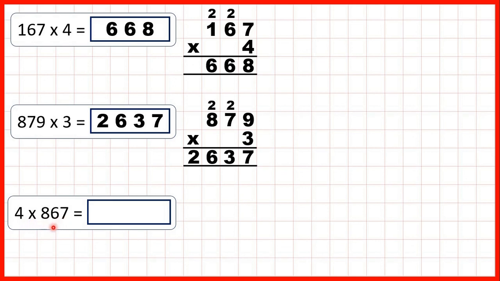867. Now here, though the single digit number is written first, we can set the question out in the same way. Because remember, with multiplication, order doesn't matter. And when we're using short multiplication, we need the larger number on top. So now 7 times 4 is 28, so that's 2, 8. 6 times 4 is 24, plus 2 is 26, so 2, 6. And now 8 times 4 is 32, plus 2 is 34.